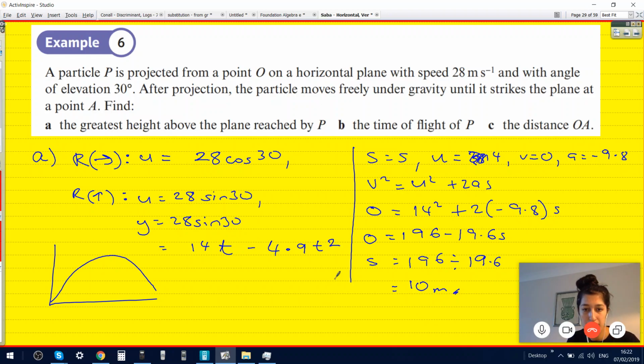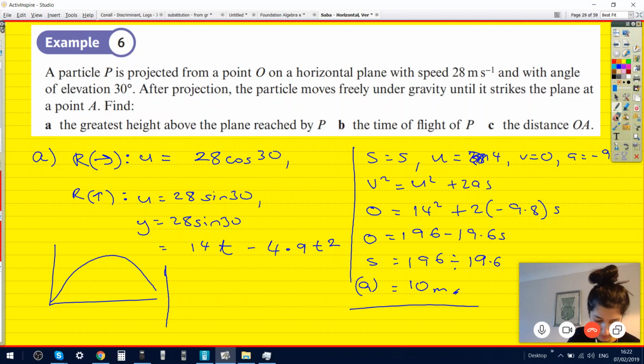So the greatest height above the plane reached by P. So do we put y equals 10? Yep. Not minus 10 or anything, just 10. No, greatest height above is 10 meters. Okay, so 4.9 t squared minus 14t plus 10 equals 0. So t equals 1.42 or 1.43. It's 1.4285.